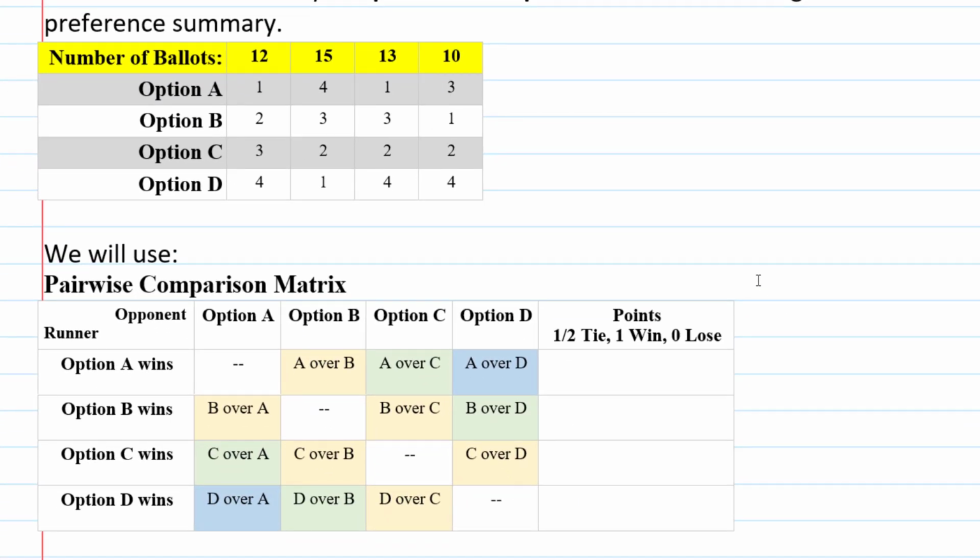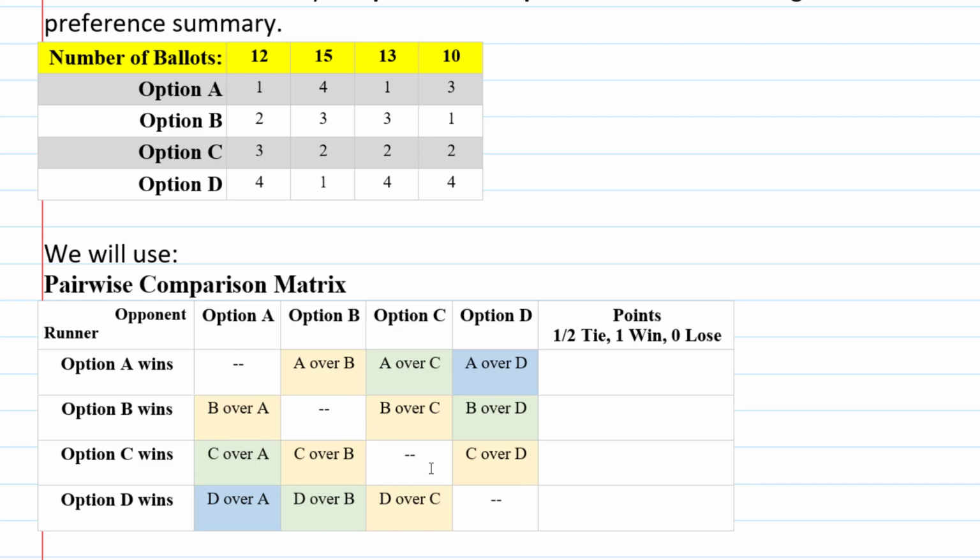The way you set up a pairwise comparison matrix is, for example, if you have 4 candidates, you're going to need a 4 by 4 matrix. In order to have headings, you're going to put in 5 columns and 5 rows. Put in your headings, option A, option B, option C, option D, and then down the first column, option A wins, option B wins, option C wins, option D wins. And then I like to add a little column on the right for the point totals for when we get to that point. All right, so this is going to organize our work for us.